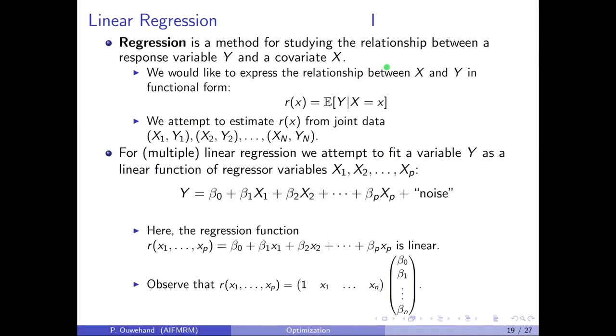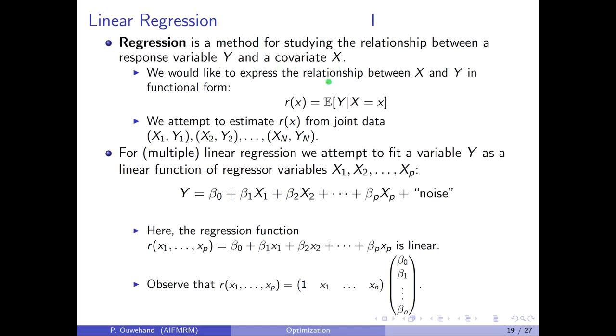So far we've looked at simple linear regression, where y is assumed to be a linear function of a single variable x. In general, however, y might be a function of many variables, and moreover, the relationship might not be linear at all. So regression is a method for studying the relationship between a response variable y and a covariate x, and this x might be multidimensional.